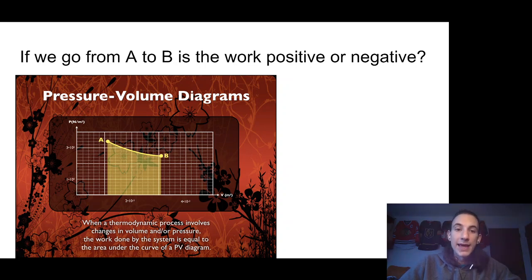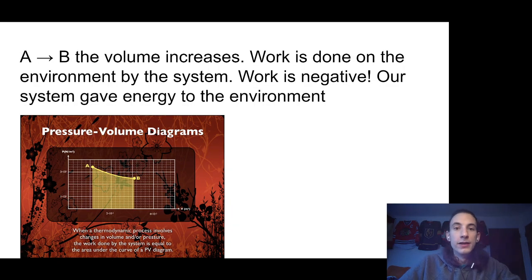If we go from A to B, we see my volume went up. The volume of this container of gas increased. So we know that if the volume goes up, that means the system is doing work on the environment. It's pushing outwards on the environment. So going from A to B, we have an increase in volume, which means negative work on our system. The volume increases, work on the system is negative. Our system gave energy to the environment. It pushed on the environment. It had this energy, and it gave it to the environment.